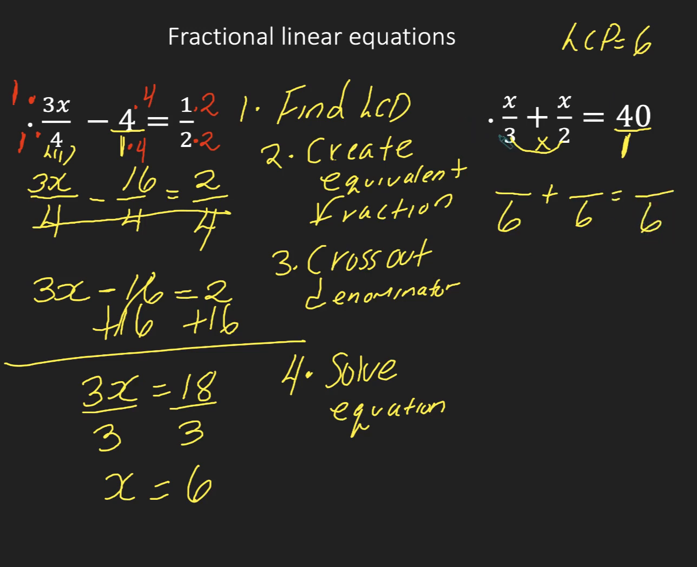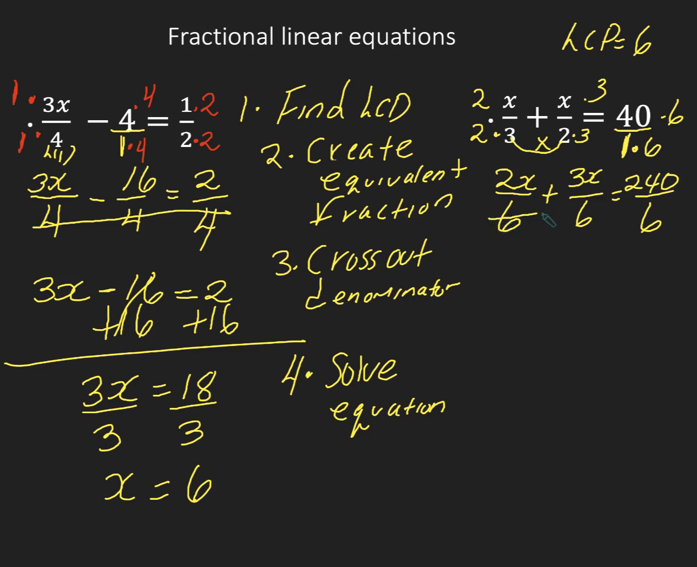To make this 3 a 6, I would times by 2, top and bottom. 2 times x is 2x. To make the 2 a 6, I would times by 3. 3 times x is 3x. Here's a 1. To make it 6, I would have to times by 6. 6 times 40 would give me 240.